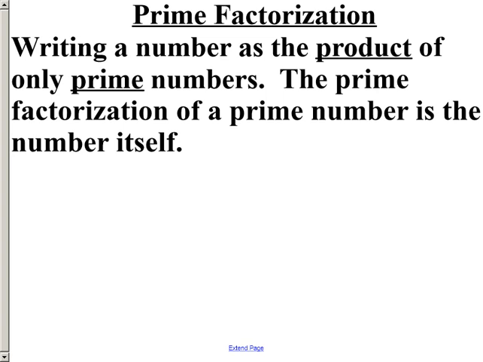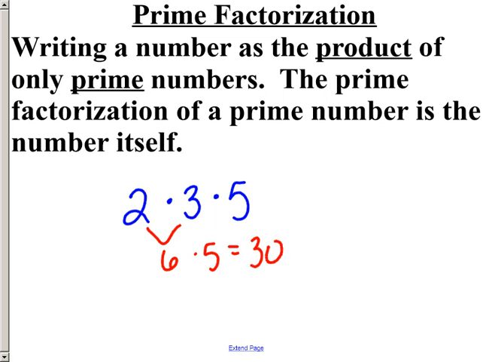Now, here's an example of what a prime factorization looks like. 2 times 3 times 5. The 2, the 3, and the 5 are all prime numbers, and it's a multiplication problem. So that's the prime factorization of a number. If we were to work it out, it's a prime factorization of the number 30. So the prime factorization of 30 is 2 times 3 times 5.